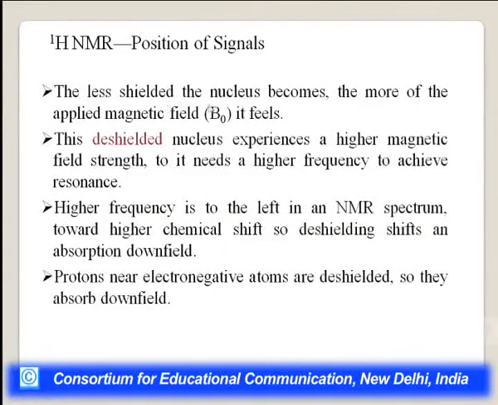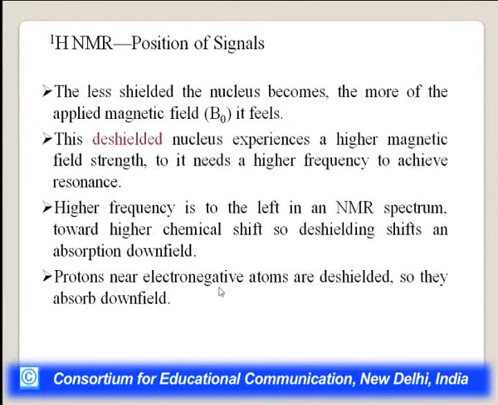The less shielded the nucleus becomes, the more applied field it feels. This shielded nucleus experiences a higher magnetic field strength. It needs a higher frequency to achieve resonance. Higher frequency is to the left in the NMR spectrum and towards higher chemical shift, so shielding shifts the absorption downfield. We have discussed the chemical shift, that is with respect to tau or with respect to delta.